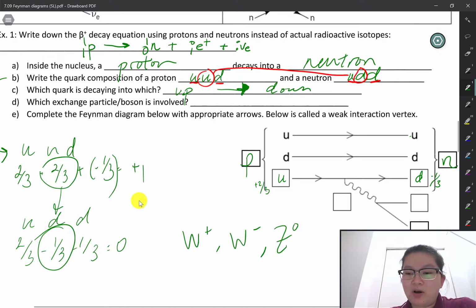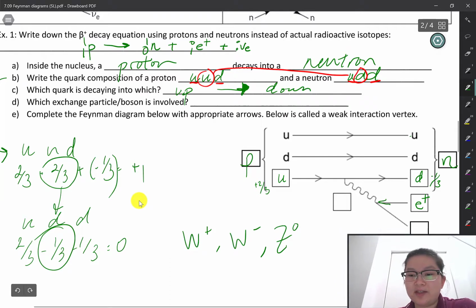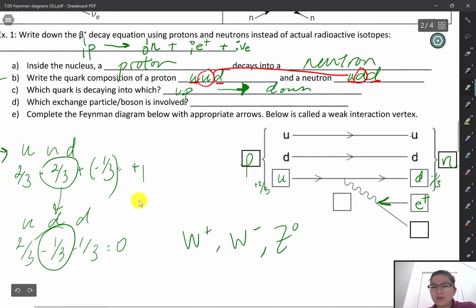So we have a positron, which I'm going to write as e+, and this is an antiparticle. Remember, antiparticles have their arrows moving backwards. That doesn't mean they're moving backwards in time. It's just a way for us to show on a diagram that this is an antiparticle. The other particle here is an electron neutrino, which is not an antiparticle, so we're going to have the arrow moving forward in time.